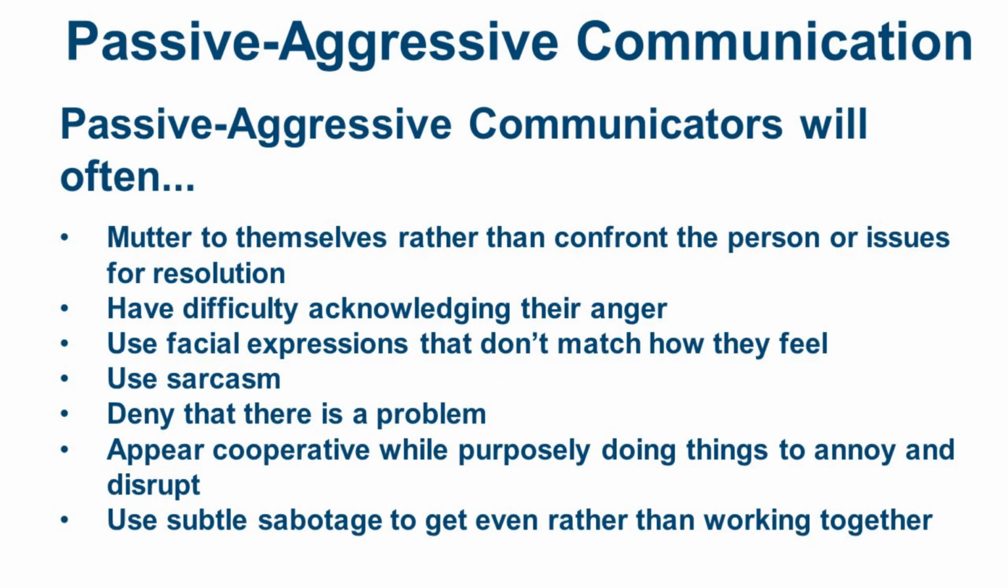Passive-aggressive communicators will often mutter to themselves rather than confront the person or issue for resolution, have difficulty acknowledging their anger, use facial expressions that don't match how they feel, use sarcasm, deny that there is a problem, appear cooperative while purposely doing things to annoy and disrupt, and use subtle sabotage to get even rather than working together.